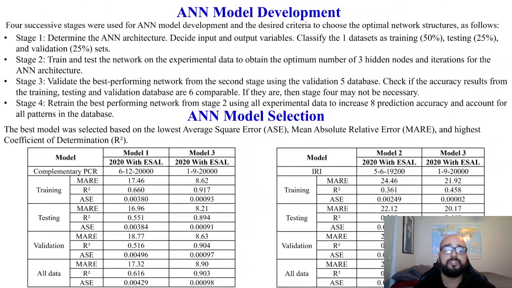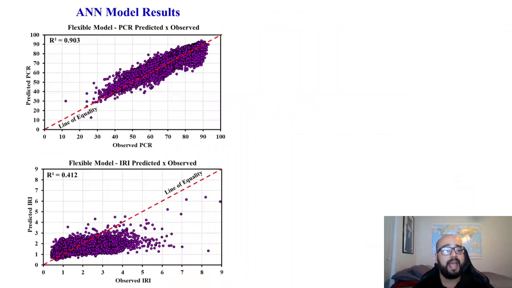The ANN model development used 4 different stages to try to find the best model by selecting them with the lowest average square error, lowest mean absolute relative error, and highest coefficients of determination. We can see in the first table for the complementary PCR, Model 3 showed much better results with an R-square of 0.9 compared to an R-square of 0.6 for Model 1. In the second table, we can see that for IRI, Model 3 was slightly better than Model 2 with an R-square of 0.4.